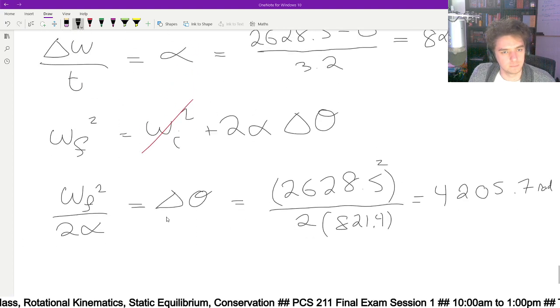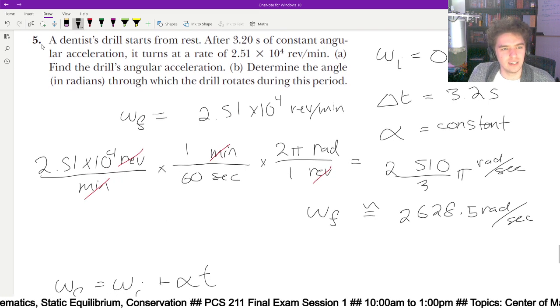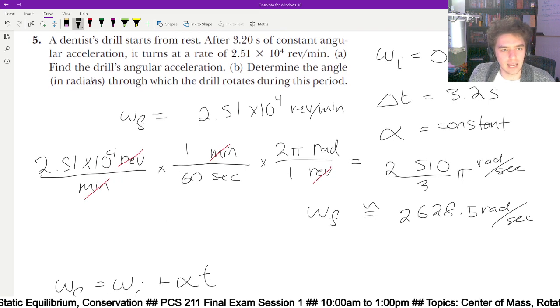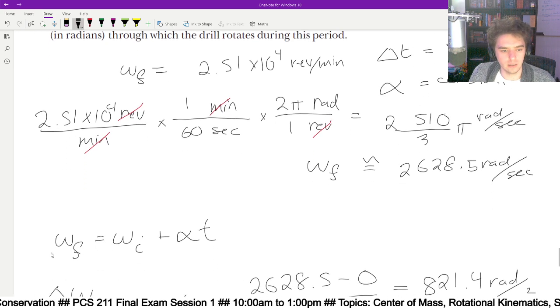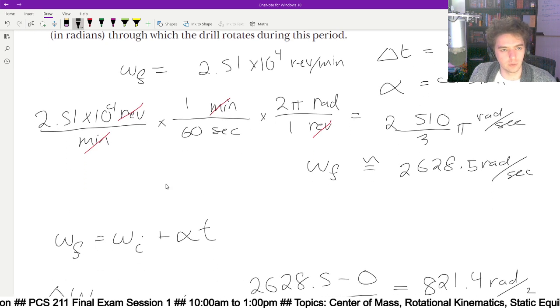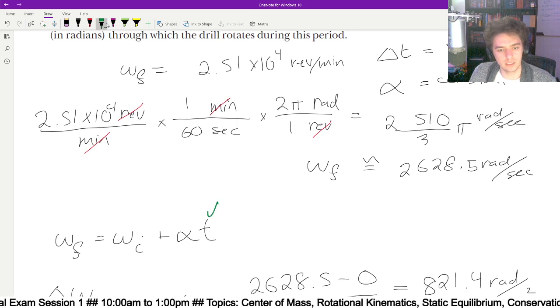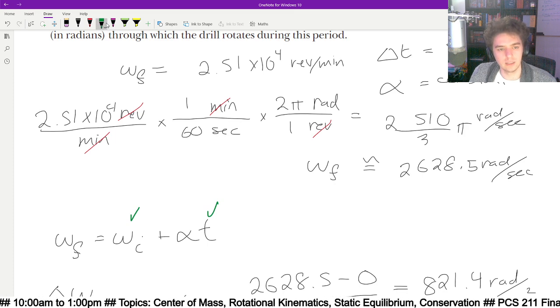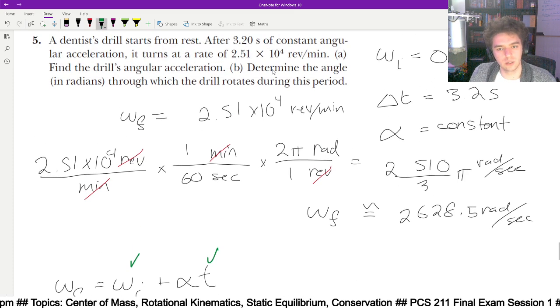Could you go over part A? I was in the washroom for a bit. Okay, sure. So number 5, part A, we were just looking for the angular acceleration. All we did is we used this formula. We have to figure out what we know. We're looking for angular acceleration, that's our goal. We know delta t, they gave us that in the question. We know omega i. Omega f we kind of knew, we just had to do a little work with the units.